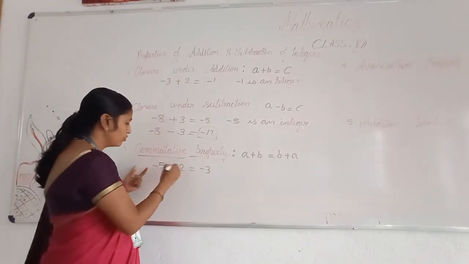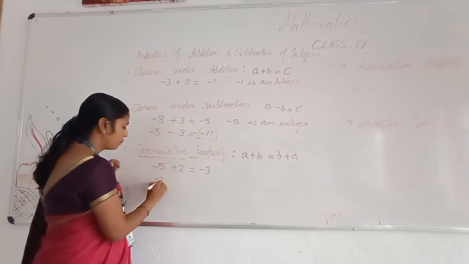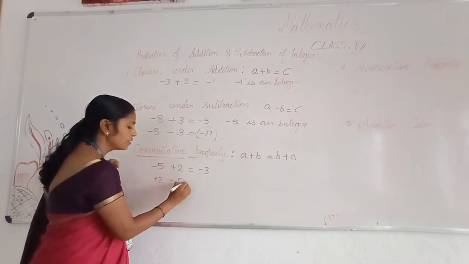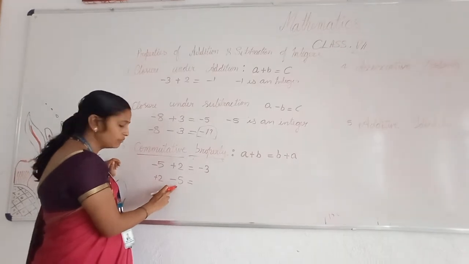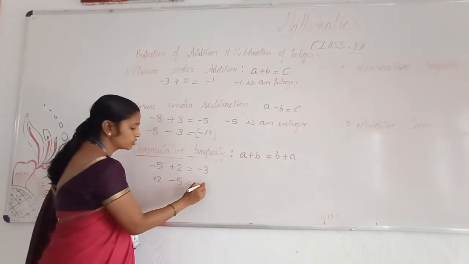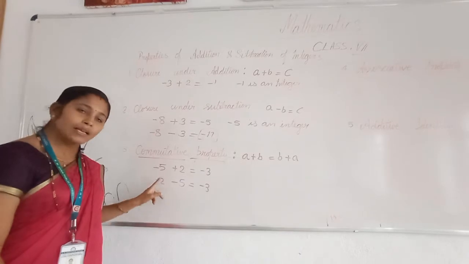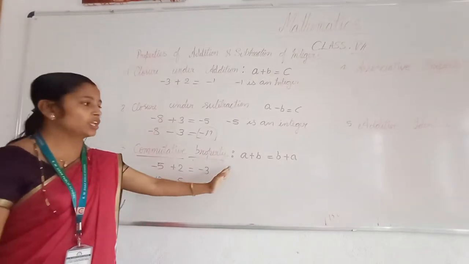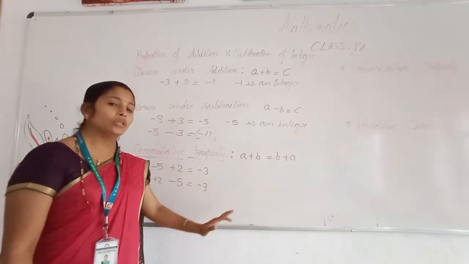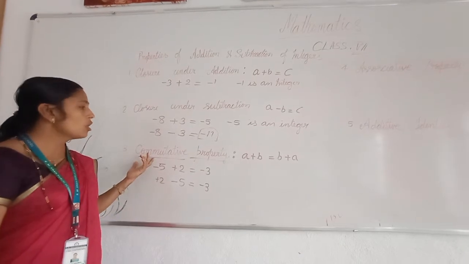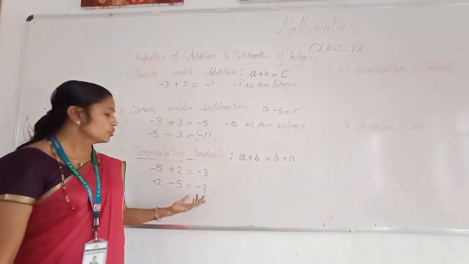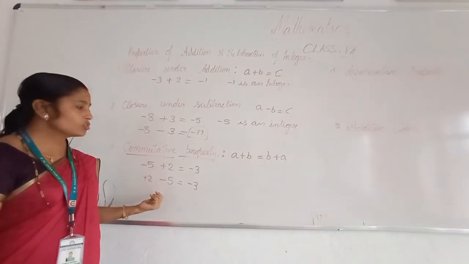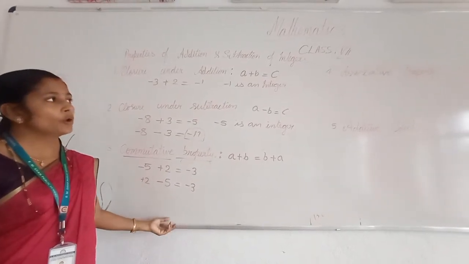In the same way, if you change the order, plus 2 minus 5. Because whenever we have opposite signs, we subtract, and then take the sign of the greater value. So you get the same sign. If we change the order, you get the same answer. So this comes under the commutative property. So addition is commutative.